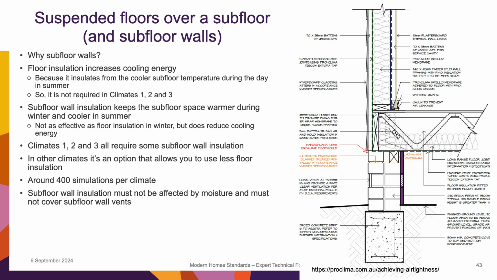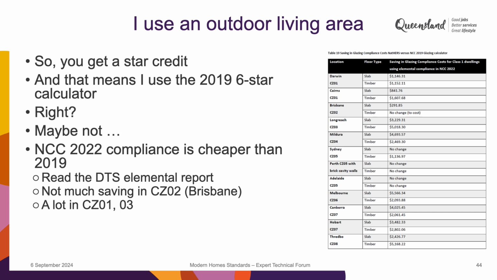So in the elemental provisions, it's now got requirements for subfloor wall insulation. Of course, you've got to make sure that you don't obstruct your subfloor vents. And of course, it has to be a moisture impermeable type of insulation. So the next thing is, well, I use an outdoor living area, I get a 1-star credit, and in the QDC that applies to Climate Zone 5 as well.